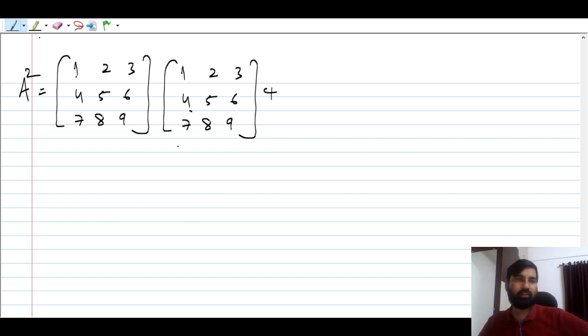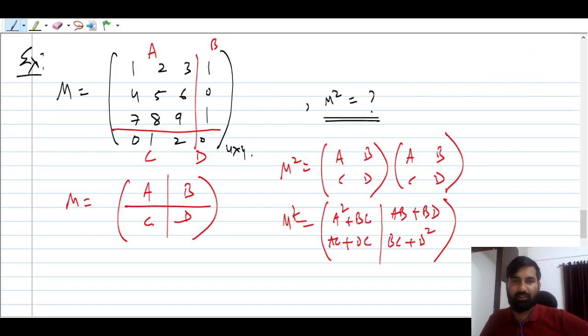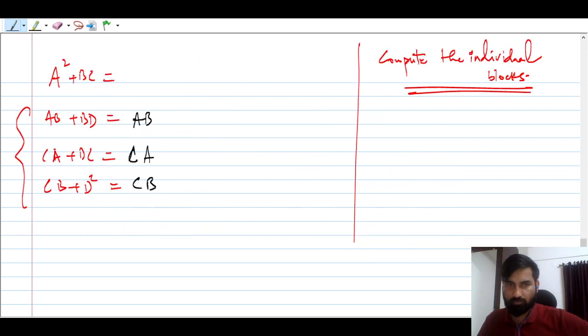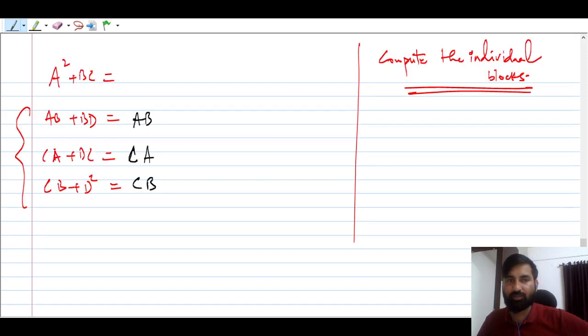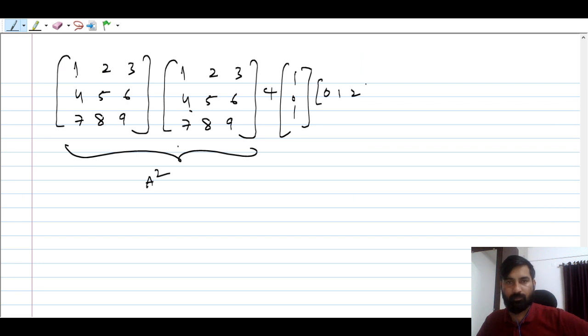So here b, okay. So this is nothing but a square, and this is bc. So what is b? b is 101 and c is 012, right? So you will get a 3 by 3 matrix here. You will get 3 by 3, then only you can add these two.